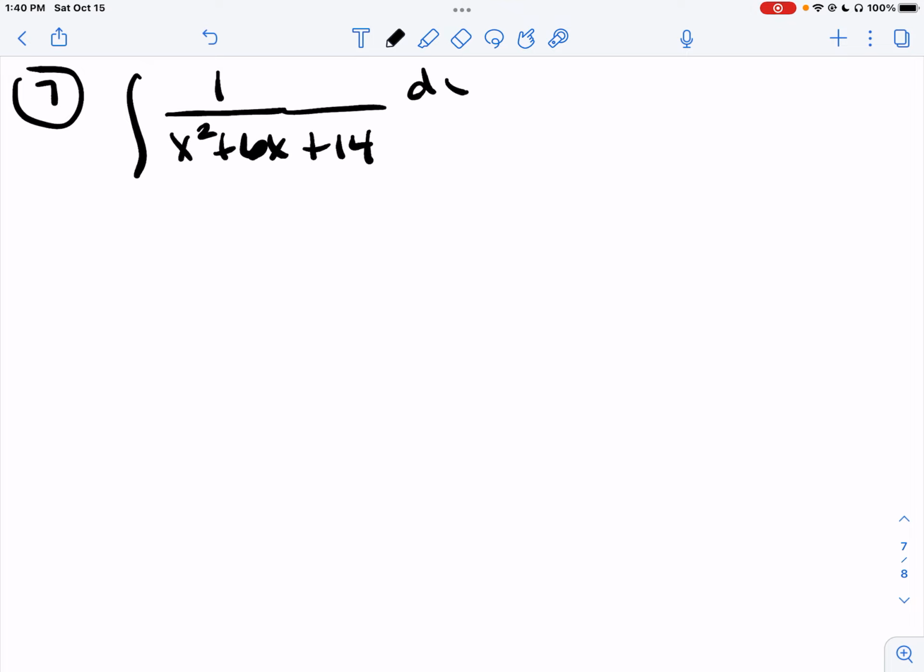Okay, we do not have an x on top, so we can't use ln. So let's see if we can make this a trig function, but that trinomial on the bottom needs to be in the form of a perfect square plus a number. Okay, so this x squared plus 6x plus 14.